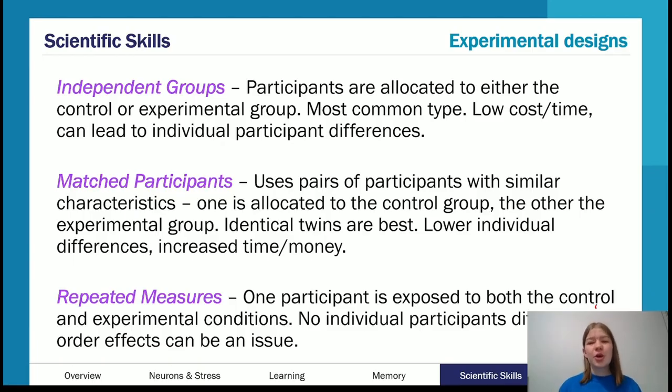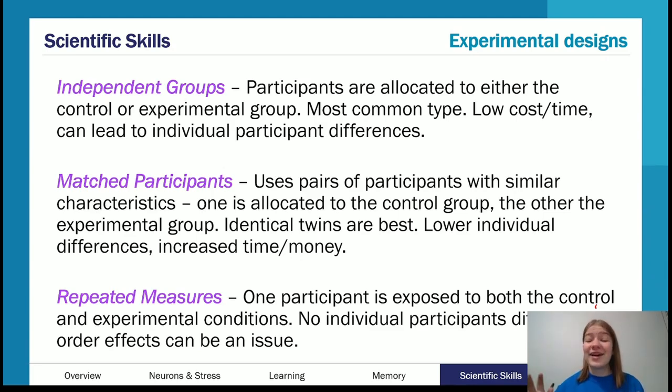But we might go, you know what, I'm a bit too concerned about these individual participant differences, so what I'm going to do is pick a characteristic that I think is important, for example, previous exposure to maths or math scores before I give them a math test, and I'm going to match the participants on that. So, okay, these are the two that got the high scores. All right, one goes in this group, one goes in the other group.